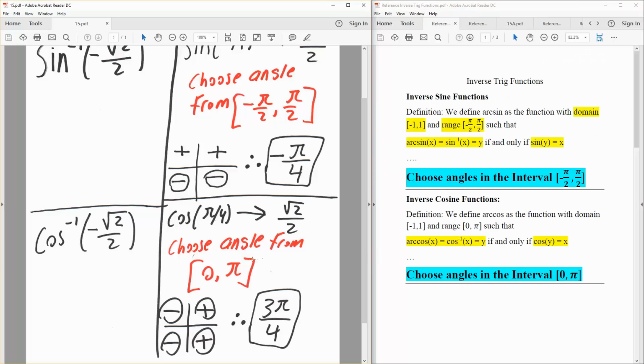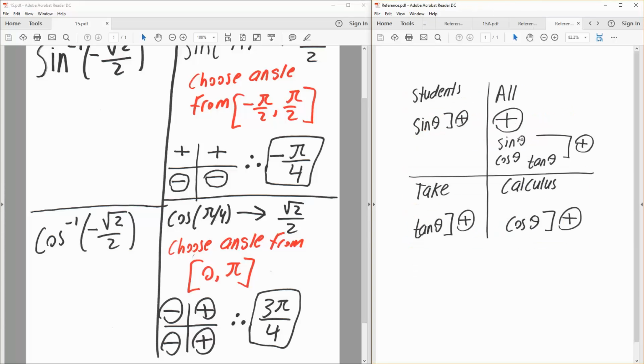The next step is to say, what is our restriction for cosine inverse? So using this table, we know we can only choose angles in the interval of 0 to pi. So 0 to pi. So we're only going to look from here to here. And we know that this first quadrant is positive for everything. Positive for sine, positive for cosine, positive for tan, so positive. But this quadrant right here is only positive for sine. It's negative for cosine, so negative. And since we have a negative square root of 2 divided by 2, we will choose this one right here.